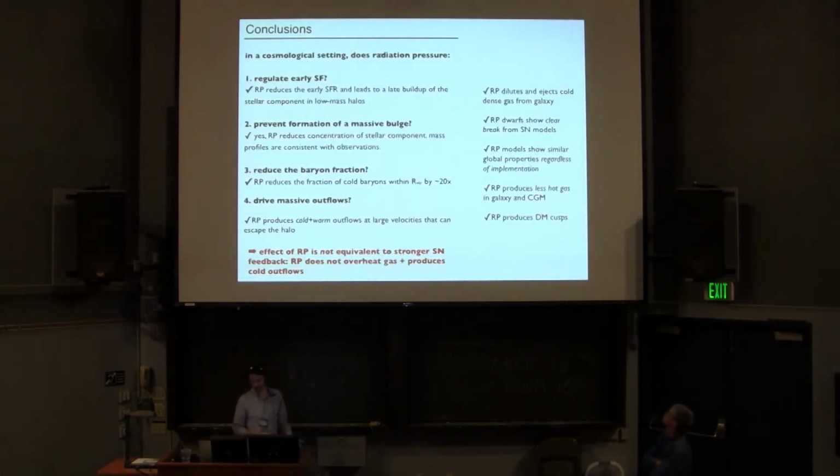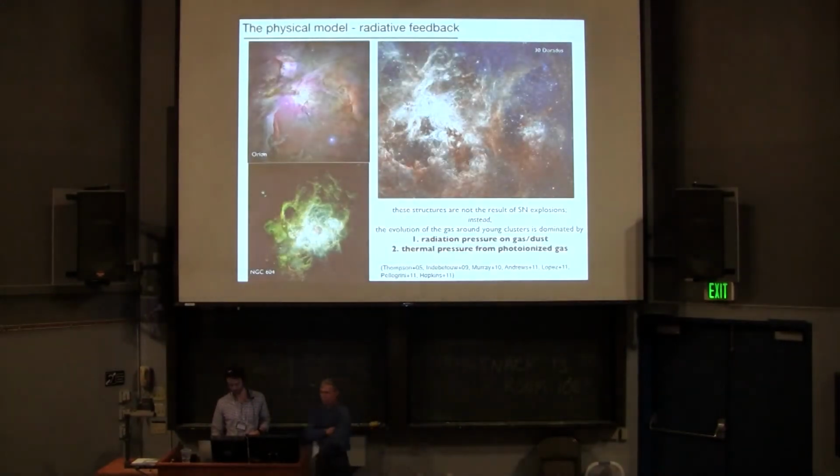And here are my conclusions. I won't go through them, but I'd like to emphasize again, radiation pressure produces very different galaxies. We reproduce the star formation histories from observations in the low mass star-forming galaxy regime. And we do not seem to be producing cores. And I'll stop there.